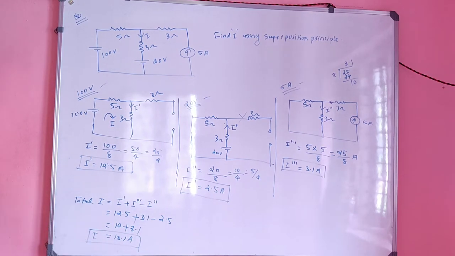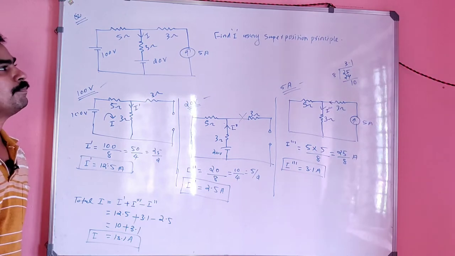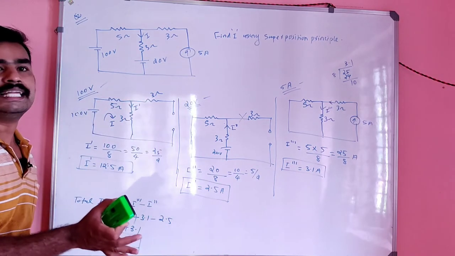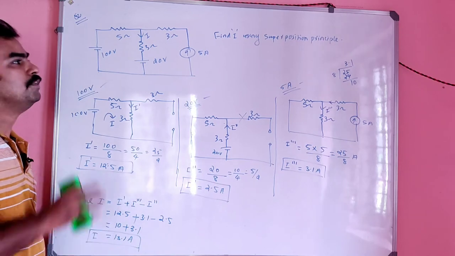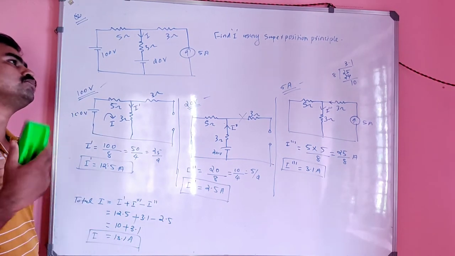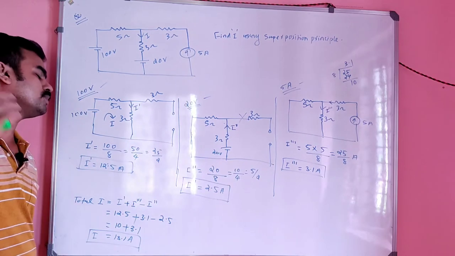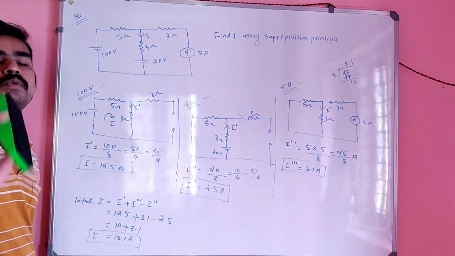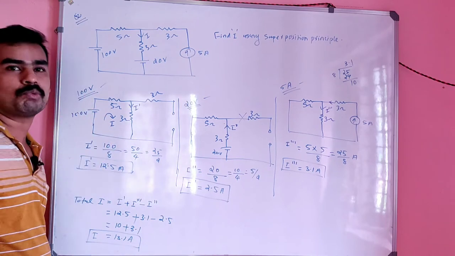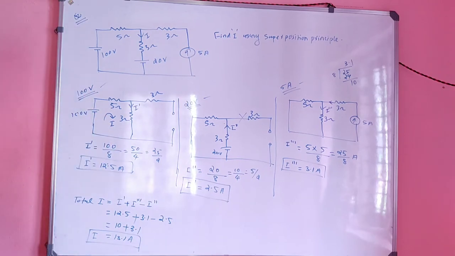Is it clear? I think it's clear to you. It's very easy actually, not at all confusing. You just need to individually apply the sources and switch off all remaining sources. Switch off means open circuit for the current source and short circuit for the voltage source. This should always be kept in your mind.